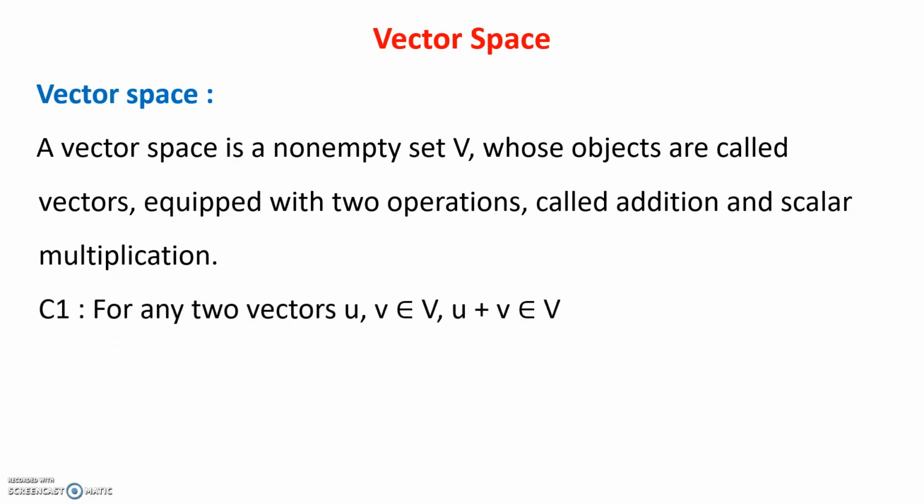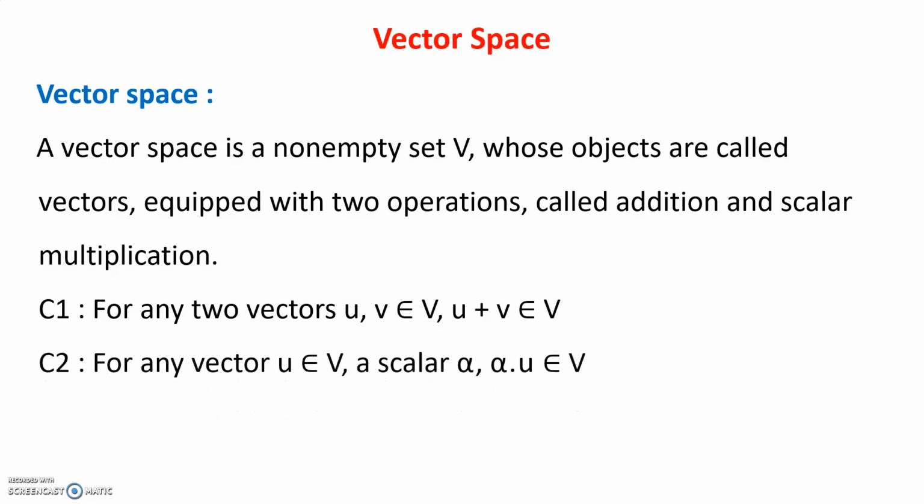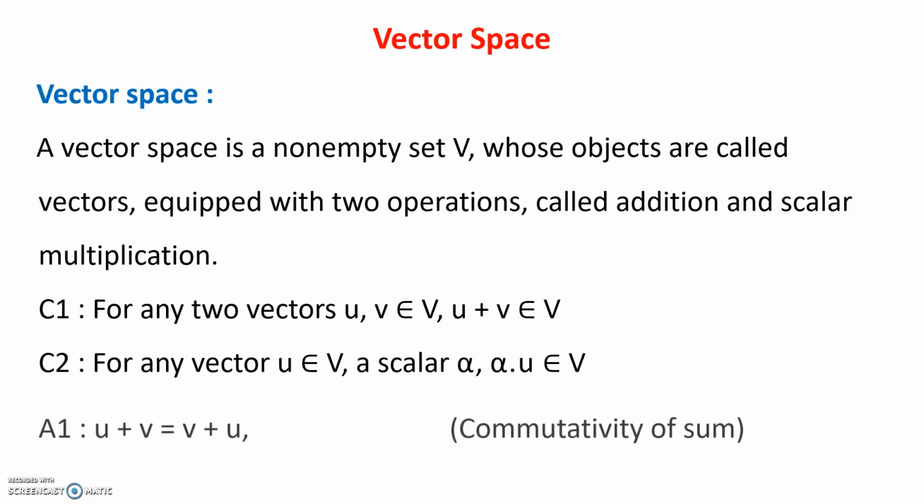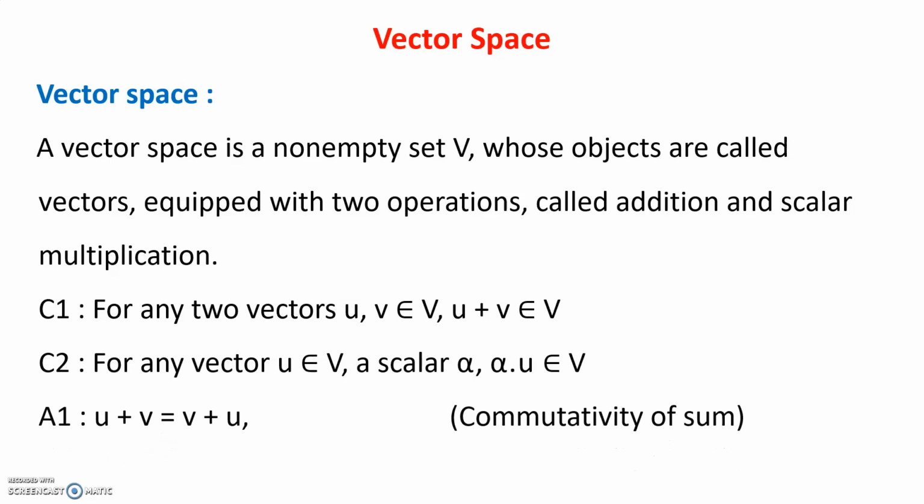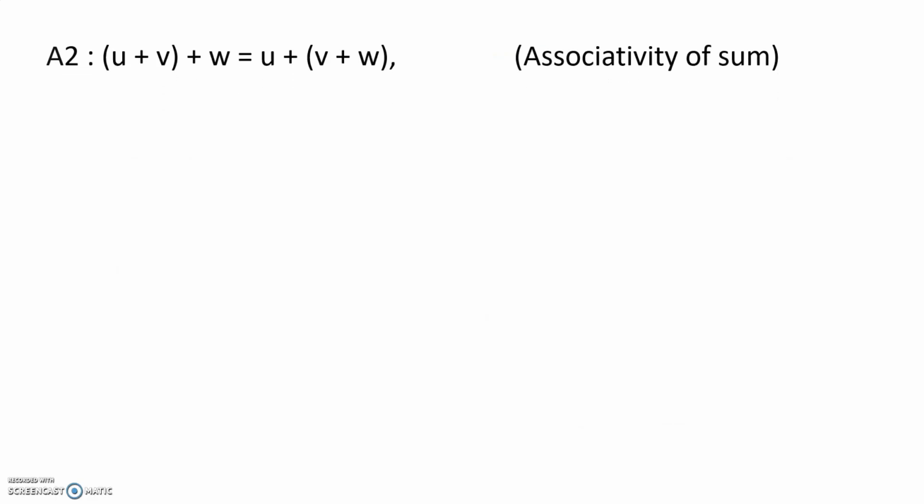Now, closure axiom. For any two vectors u, v belongs to V, u plus v also belongs to V. Second closure axiom. For any vector u belongs to V, a scalar alpha into u belongs to V. Then addition axiom A1, that is u plus v is equal to v plus u, commutative property for addition. A2, u plus v plus w is equal to u plus v plus w, means associative property for addition.